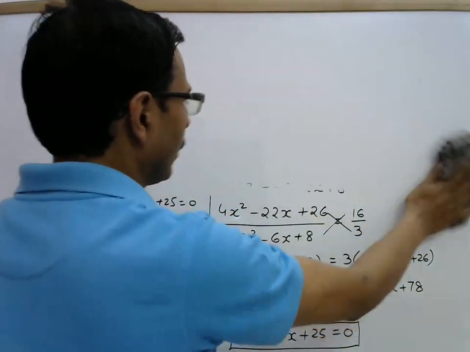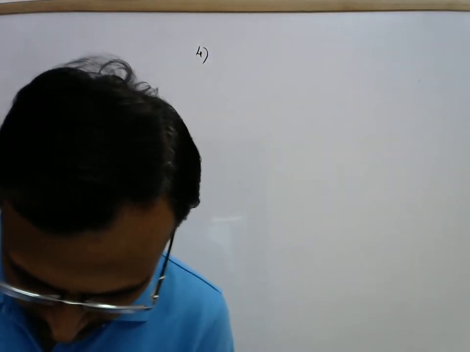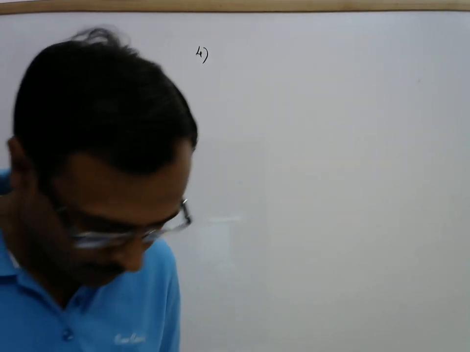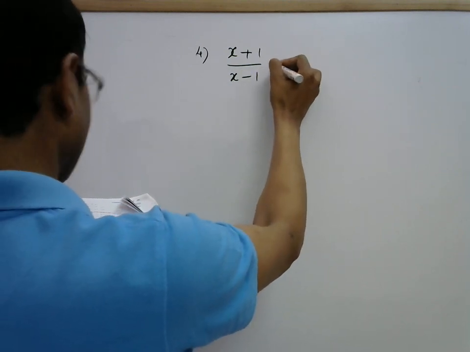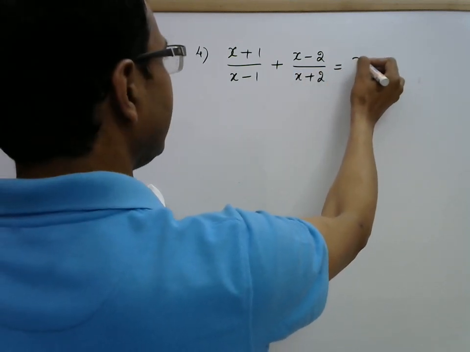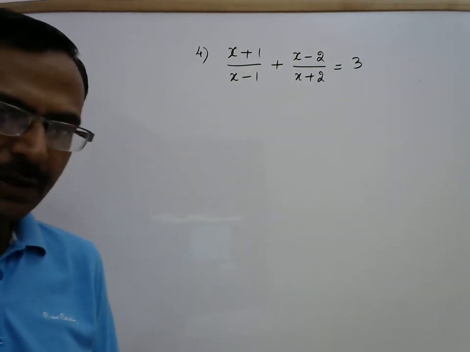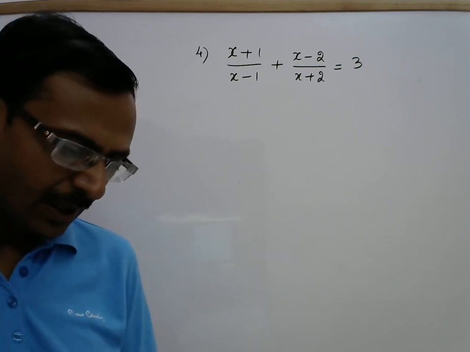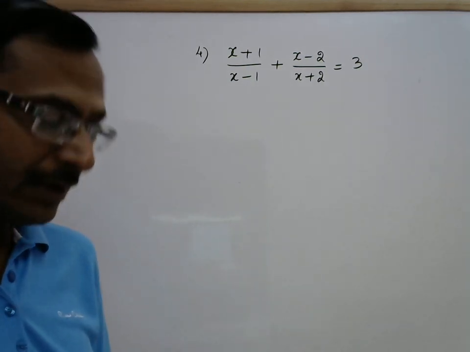This is question number 4. This time we will have a question in which the terms are comparatively simpler, and let me give it to you. This is x plus 1 upon x minus 1 plus x minus 2 upon x plus 2 equal to 3. Students, kindly let me know what is the quadratic equation which you get on simplifying this equation. So I'm waiting for your responses now. I'll do it on the board after someone of you have given me the answer.